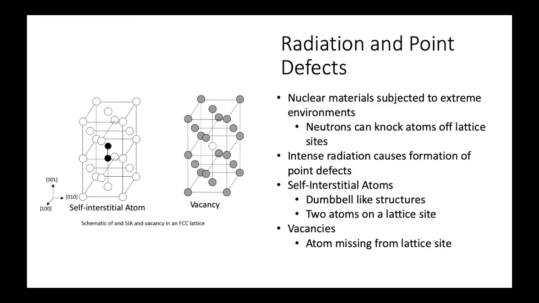Sometimes, two atoms may end up sharing a lattice site, forming a dumbbell-like structure called a self-interstitial atom, or SIA. The inverse of this is that sometimes there may be lattice sites without any atoms on them at all. This is called a vacancy. These material defects, called point defects, are formed together in equal numbers due to high-energy radiation. The presence and accumulation of these defects can cause many phenomena in the material, such as changing dimensions or degraded mechanical performance.